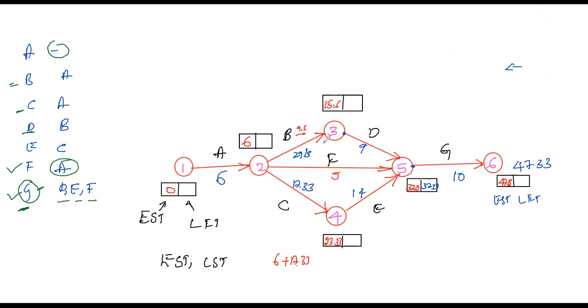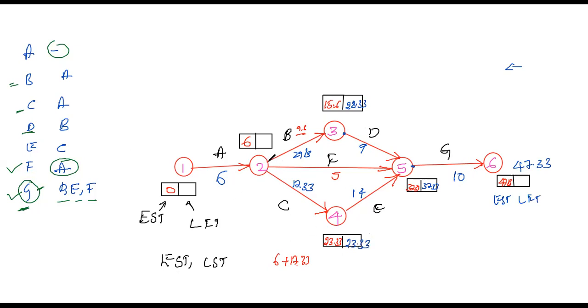Now only one tail is there, that is 37.33 minus 9. So how much will you get? 28.33. So next here, 37.33 minus 14. So how much will you get? Again, it will be 23.33.